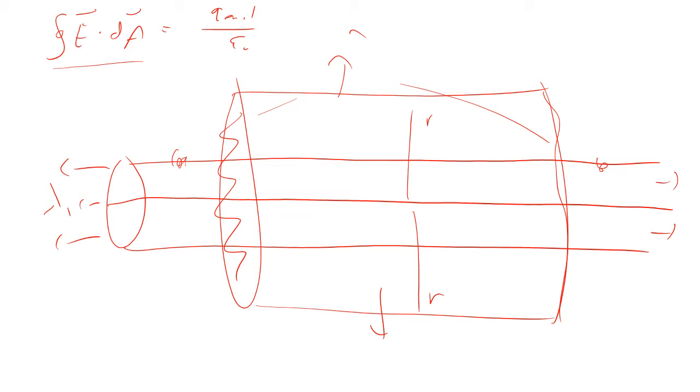So E is constant. It comes out of the integral just like before, and so it's just equal to E times A. So E times A is going to be equal to the enclosed charge over epsilon naught. Well, that means E times A is going to be 2 pi r times L. The enclosed charge is the total charge enclosed, so that's going to be lambda 1 L plus lambda 2 L.